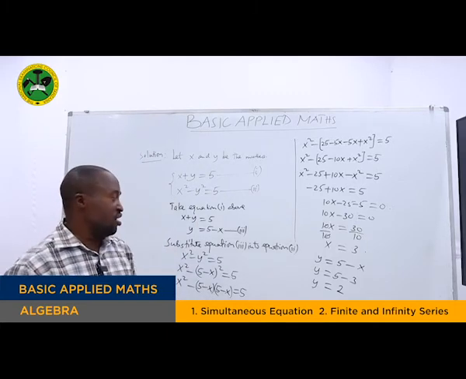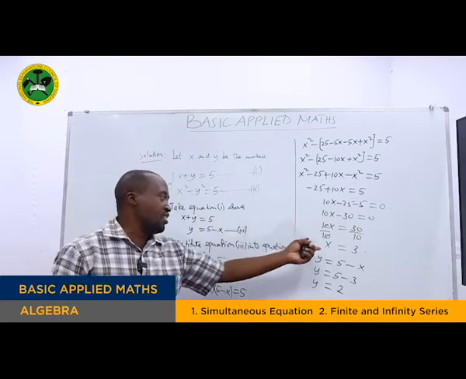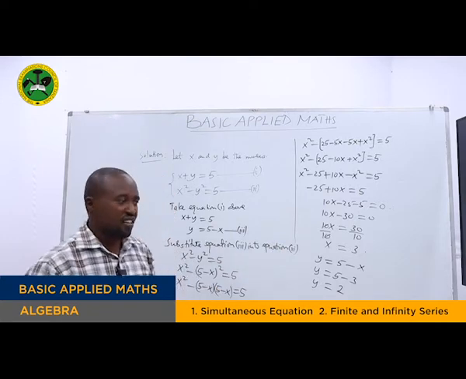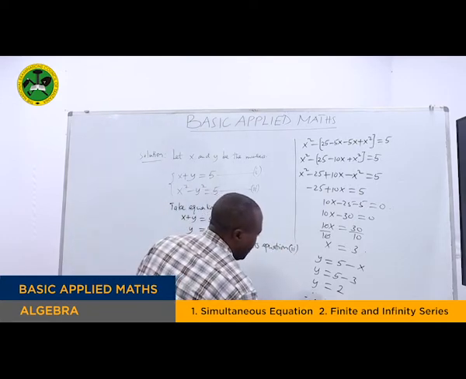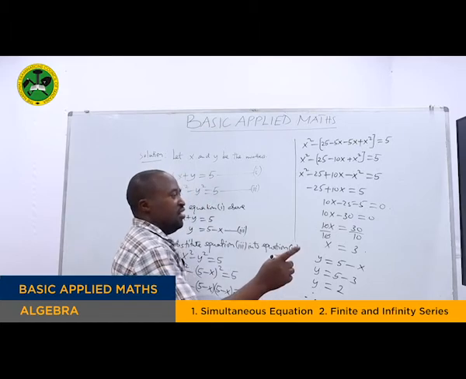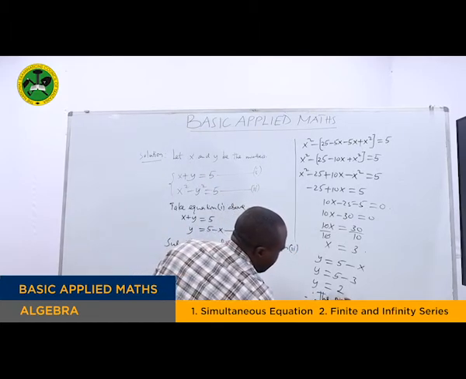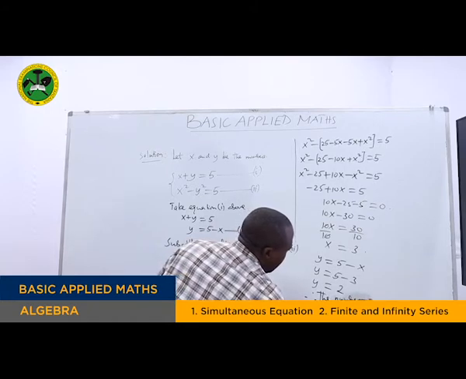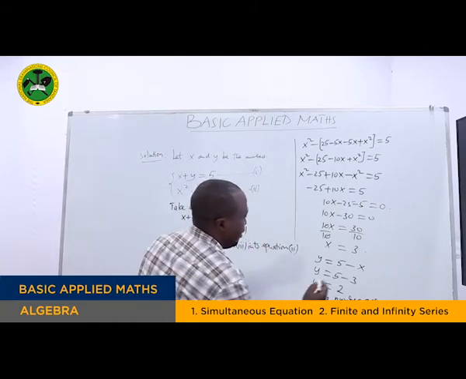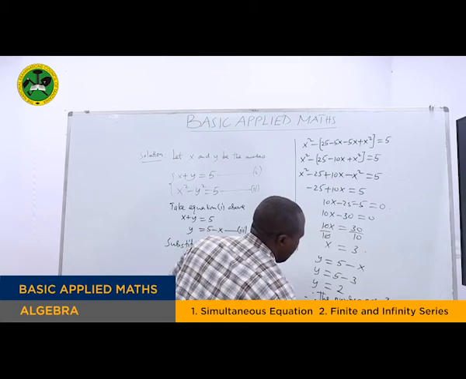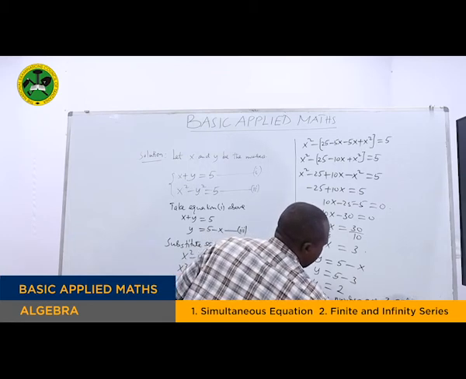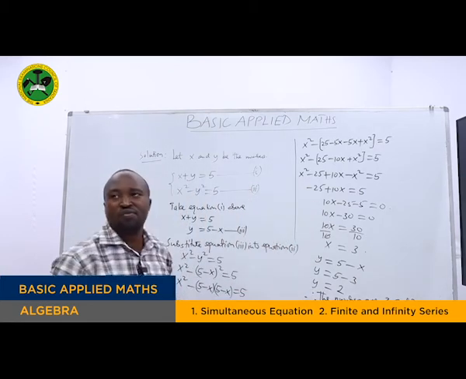Now, my dear student, we have now values for x and the value for y. Therefore, we say the required numbers are, the first one is 3, while the second one is 2.